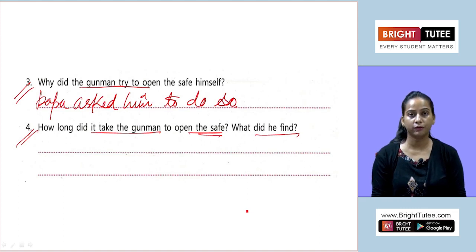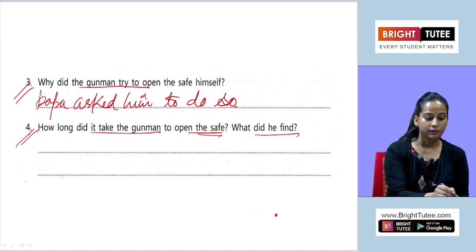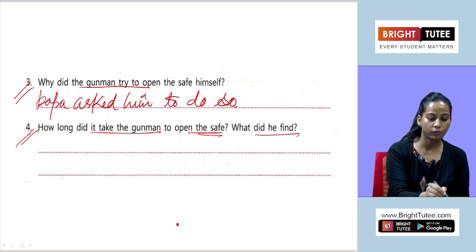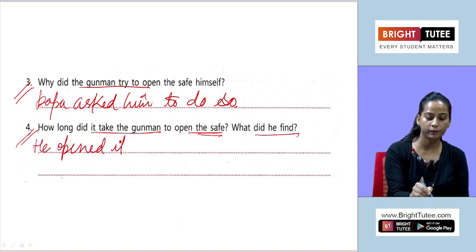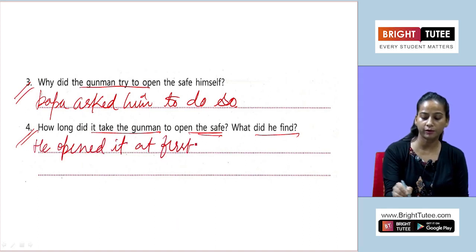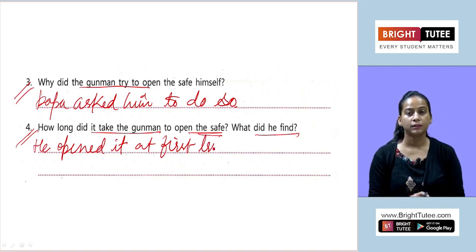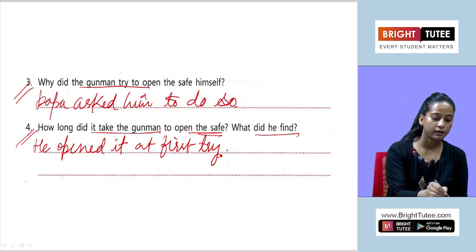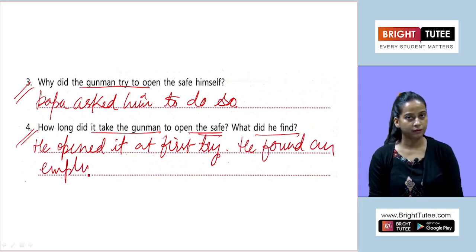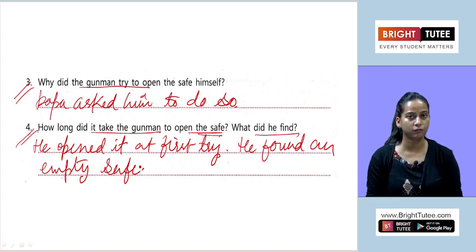So firstly we have to mention that he opened it at first try only. Although Papa was not able to open the safe after so many tries, he was able to open it at first try. And what did he find? He found, so we'll mention, he found an empty safe. Clear? So the second part answer also we have given here.